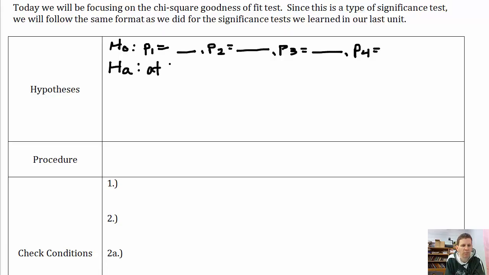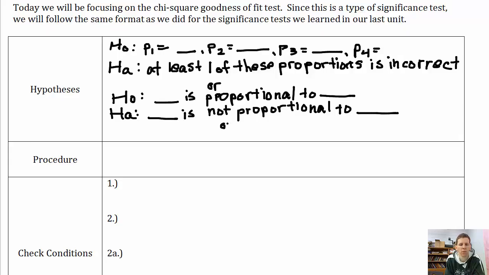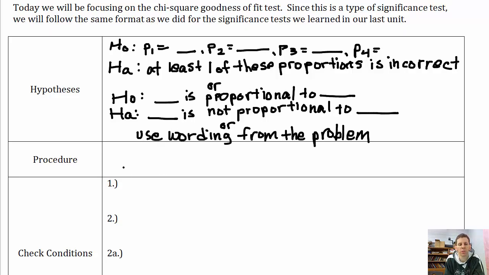is incorrect. Or sometimes based on the question that's stated, the null hypothesis might say something is proportional to something else, and the alternative hypothesis would be something is not proportional to something else. Or sometimes the problem will be worded even differently, in which case just use wording from the problem. The procedure that we're using is a chi-square goodness of fit test. You don't have to write it out using the letter CHI. You can actually say chi-square goodness of fit test.